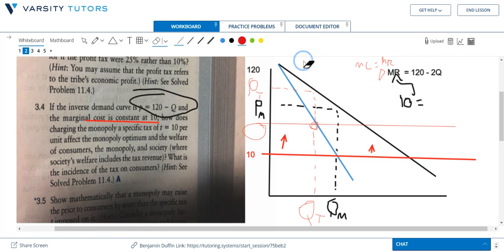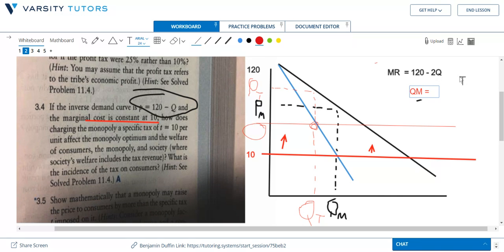All right, so the question is asking us what is the incidence of the tax on the consumer? I understand that can be a little bit confusing, so let's figure out some of the variables here. The first big one is certainly QM. QM is the quantity that the monopoly originally made. So that's essentially saying 10 equals 120 minus 2Q. It's 110 divided by 2, 55.